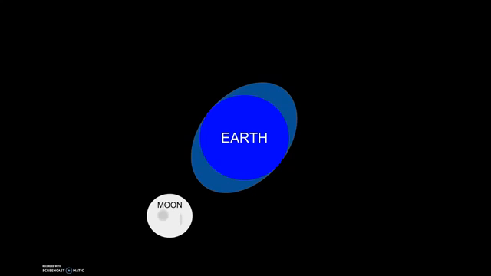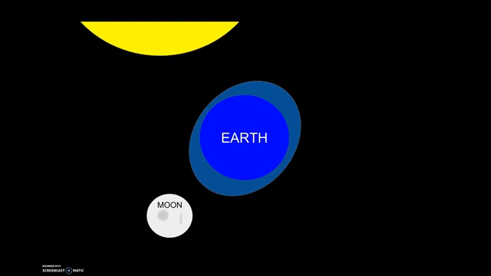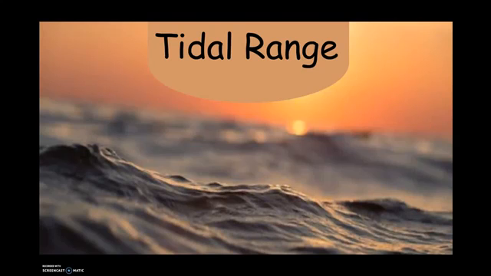Now this is what the tides would look like if there was no sun influencing the tides, but when the sun influences the tides, this is what it looks like. So as you can see, the low tide got a little bit higher, and that's because the sun was influencing the tides there. So it's not a large influence, but the sun does influence the tides a bit.